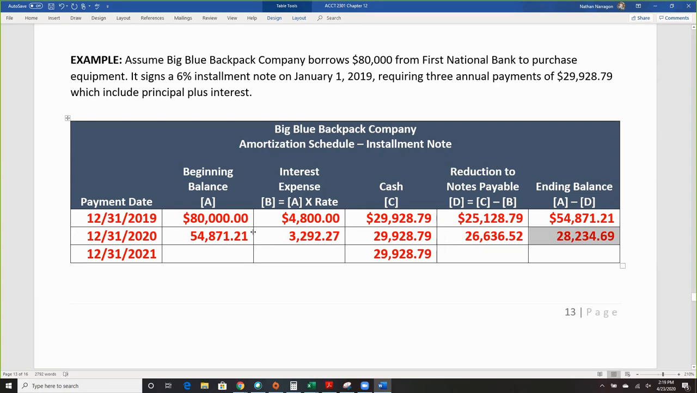Notice this, usually in the last year, your ending balance of the note, which again shows the beginning, is going to be actually less than the actual cash payment, which means this, in the last year, the beginning balance is your reduction. There's no multiplying by interest rate. Okay? The reason why, again, since this is the last year, you have to make it to zero.